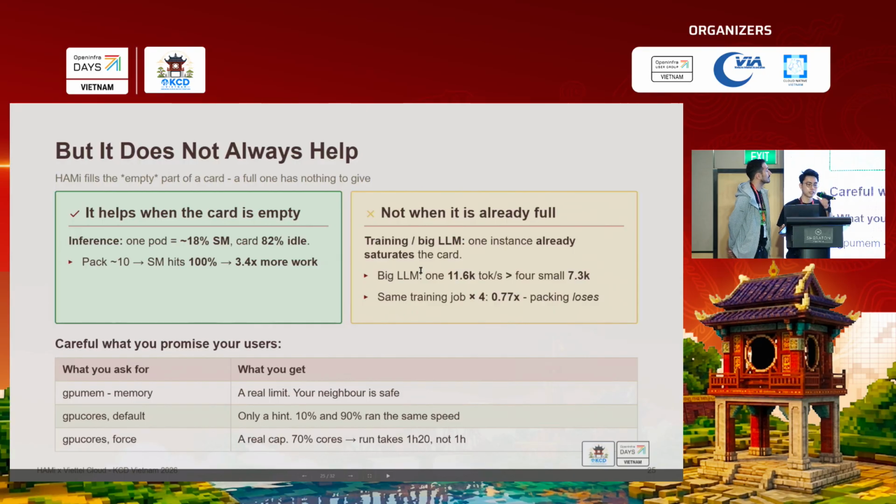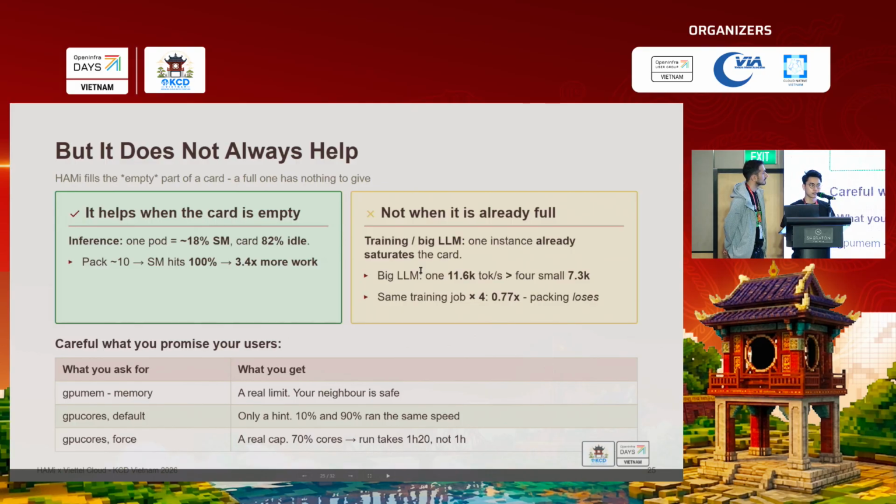But yeah, HAMi does not always help. It depends on the use case. It helps when the workload is small and bursty, like inference that takes only 18% of the streaming multiprocessor. The card is almost 80% idle, so we pack about 10 replicas and the utilization hits 100%. That's why with one card we can do more than 3 times the work.